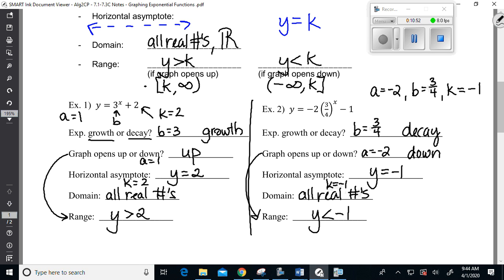One thing to keep in mind before we start graphing: don't assume that every growth function is going to point up. Don't assume that every decay function is going to point down. You could just as easily have a growth function that points down, and a decay function that points up. So don't assume that because these two examples work the way they do, this is how it's always going to work. That's not true.